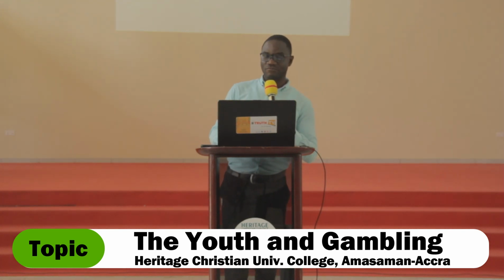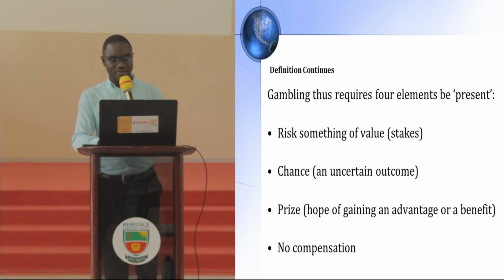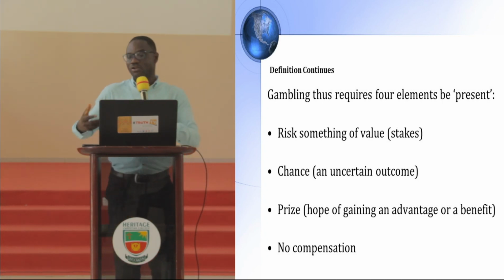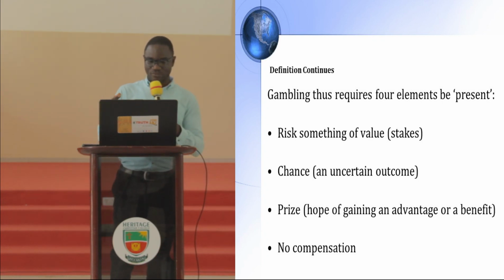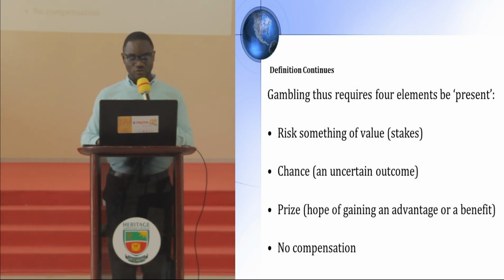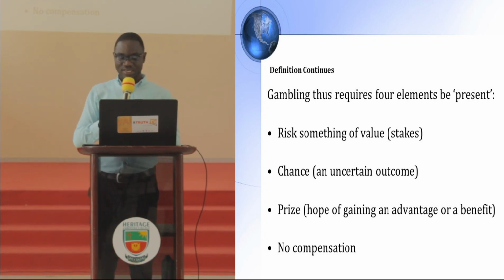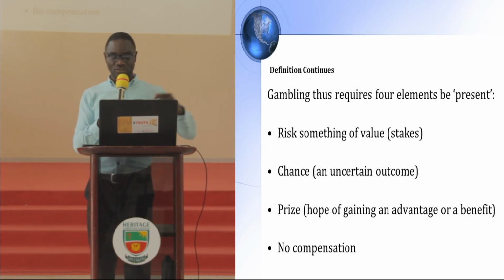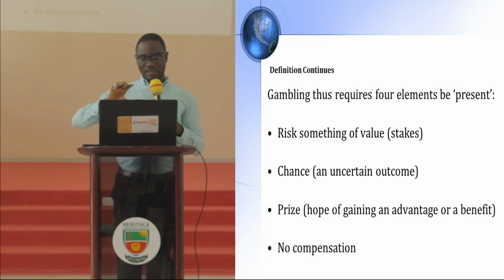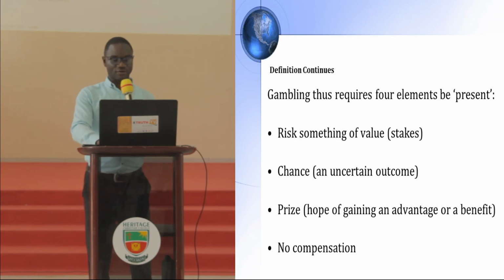Gambling requires 4 elements to be present. Risking of something of value, what they call the stakes. What are the stakes involved in this? And then also chance, because of an uncertain outcome. Chance must be involved in it. And then also prize, the hope of gaining an advantage or a benefit over another person. And then also there may be no compensation at all when you lose. And so those 4 elements are very important for us.